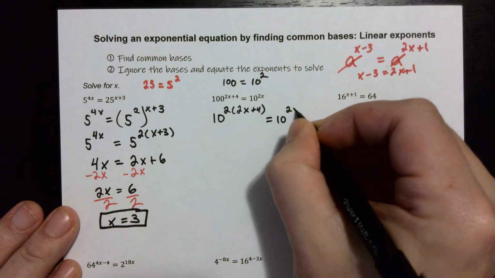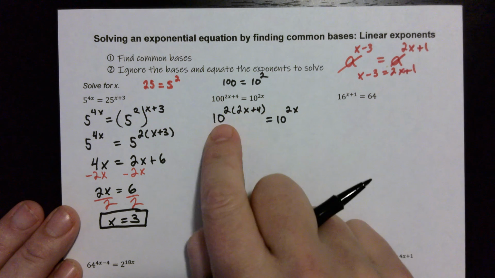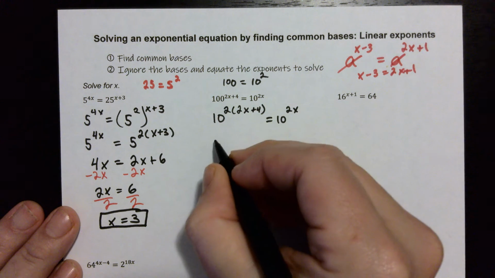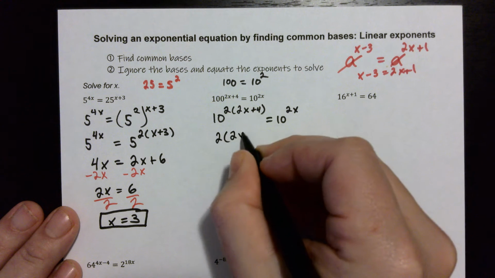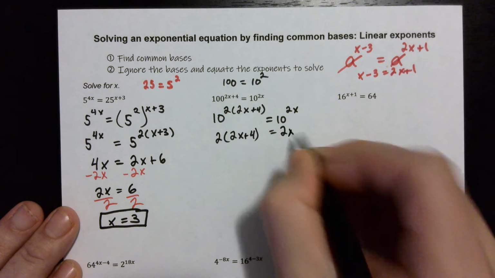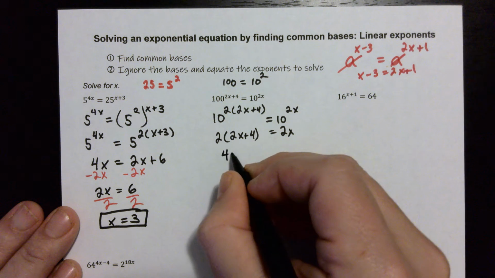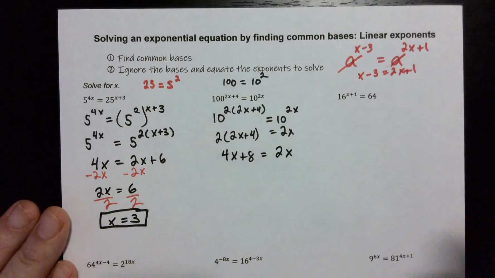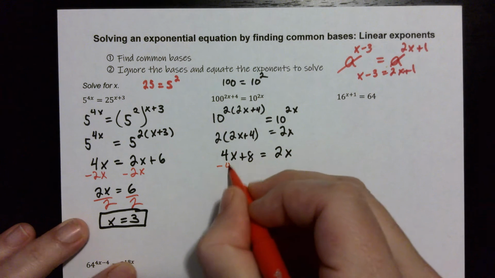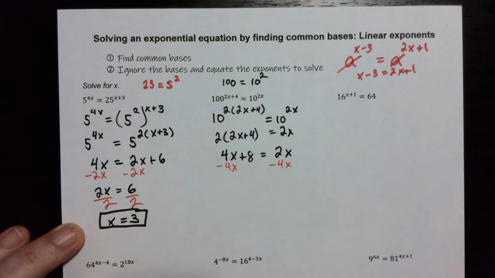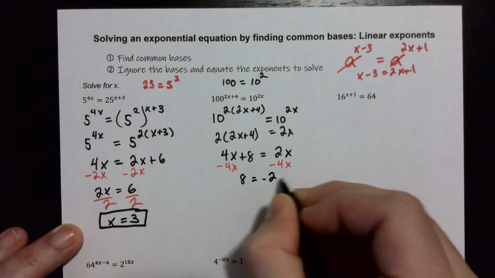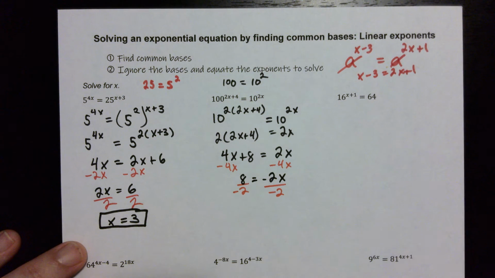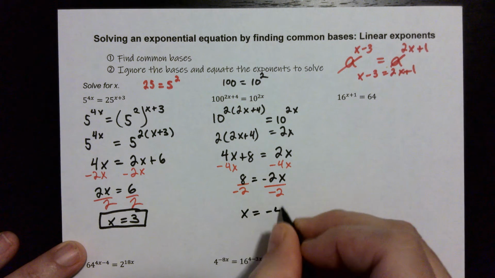equals 10 to the 2x. So instead of having 100 raised to the 2x plus 4, I have 10 squared raised to the 2x plus 4. Now I'll drop those 10s, so that gives me 2 times 2x plus 4 equals 2x. I can distribute, and that will give me 4x plus 8 is equal to 2x. Let's subtract the 4x, and that will give me 8 is equal to negative 2x. If I divide by the negative 2, that will give me x is equal to negative 4.